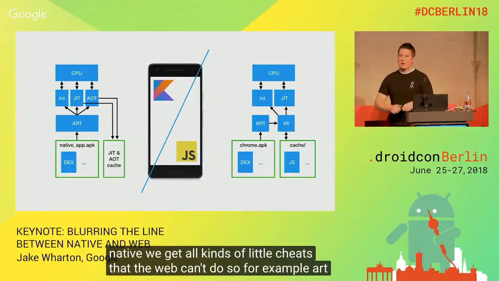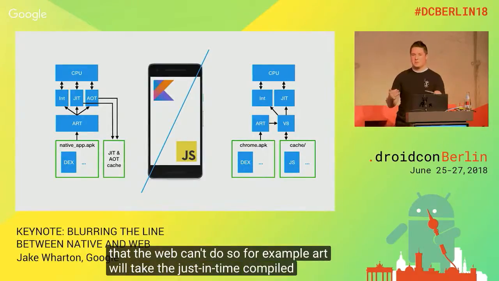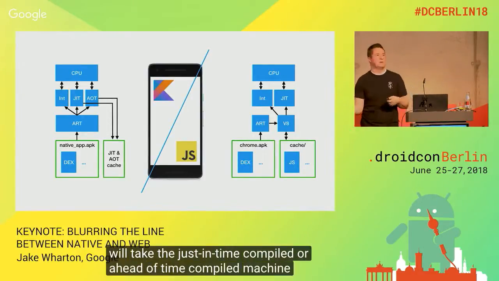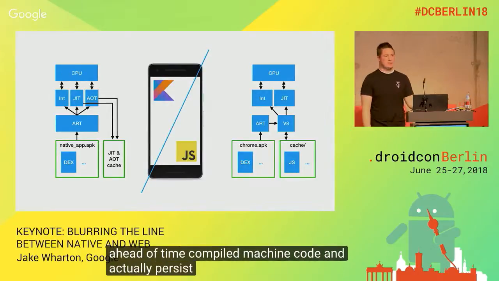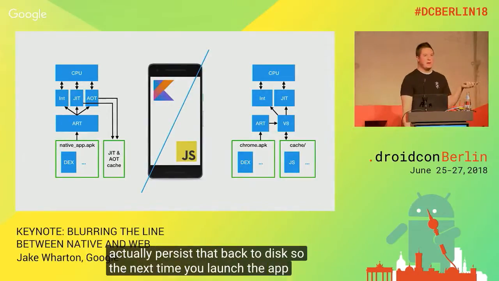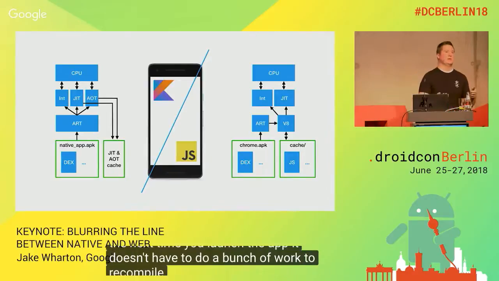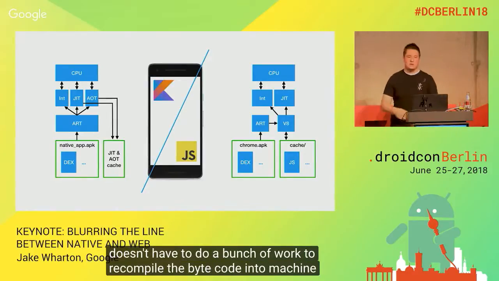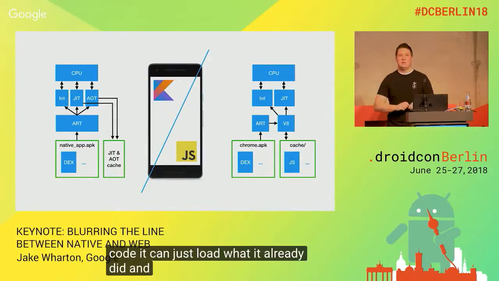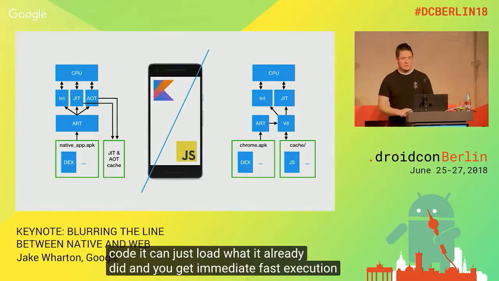So for example, ART will take the just-in-time compiled or ahead-of-time compiled machine code and actually persist that back to disk. So the next time you launch the app, it doesn't have to do a bunch of work to recompile the bytecode into machine code. It can just load what it already did, and you get immediate, fast execution.